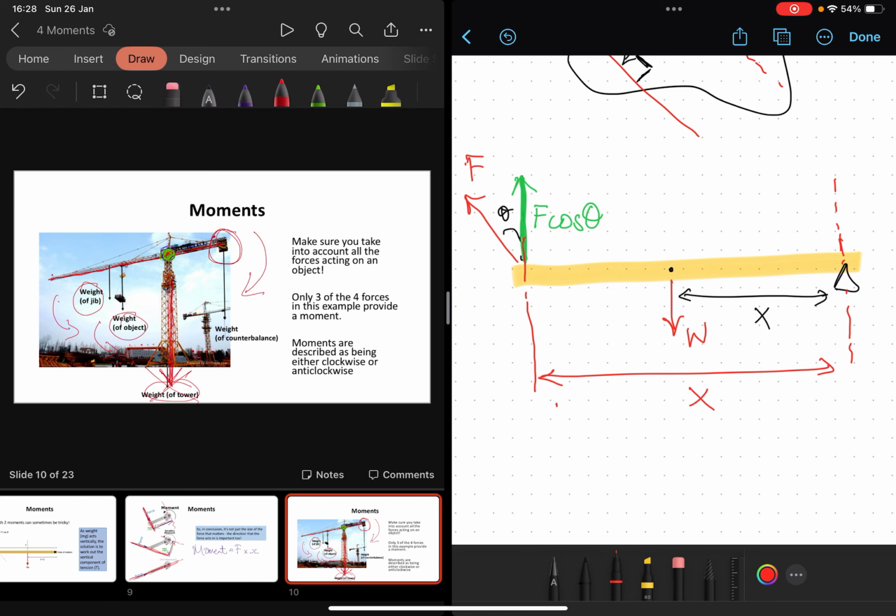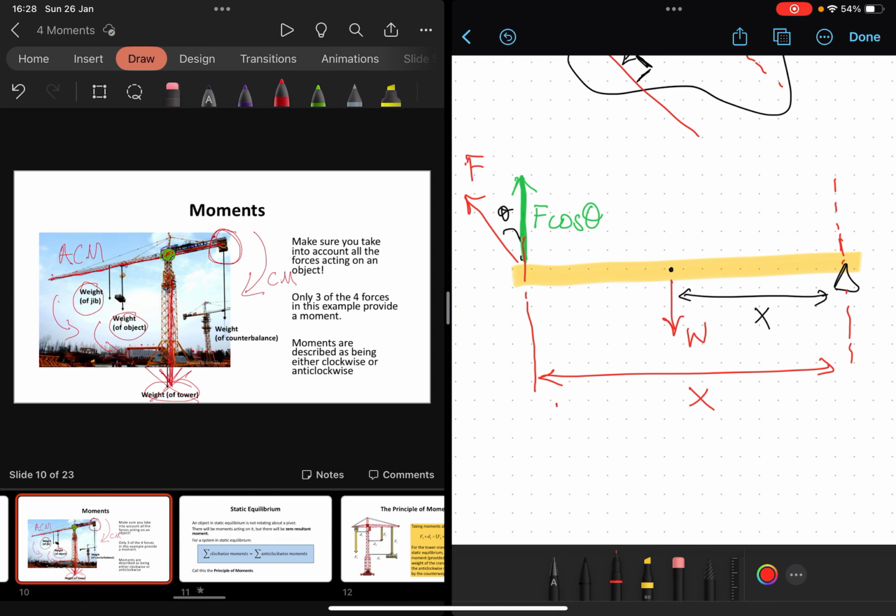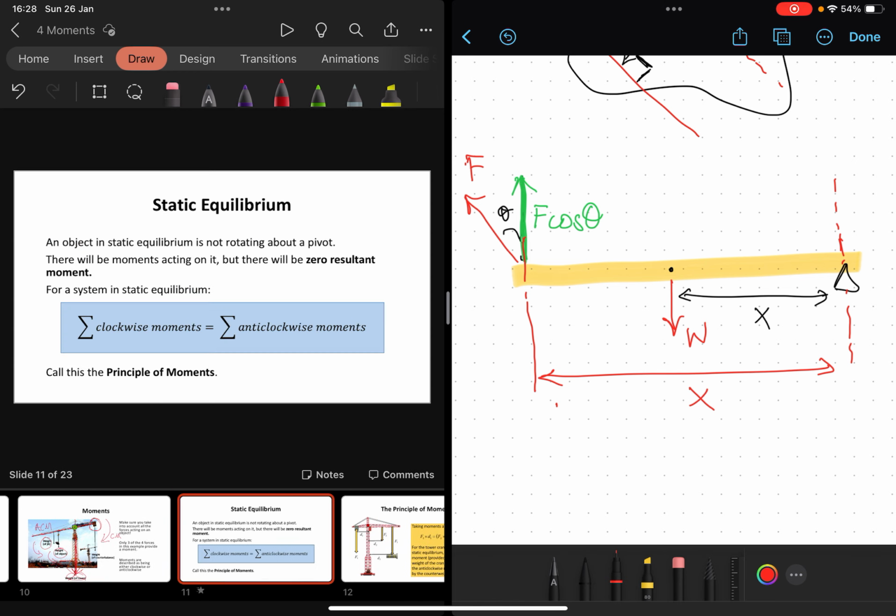So how do we describe a moment? Up, down, left and right doesn't really work for us, so we're going to use the language of clockwise and anti-clockwise. So that is providing a clockwise turning effect, a clockwise moment. But these 2 forces are providing anti-clockwise moments. So we've got 1 clockwise moment and 2 anti-clockwise moments. So how do we know that that crane is not going to topple over? We need to apply what we call the principle of moments.